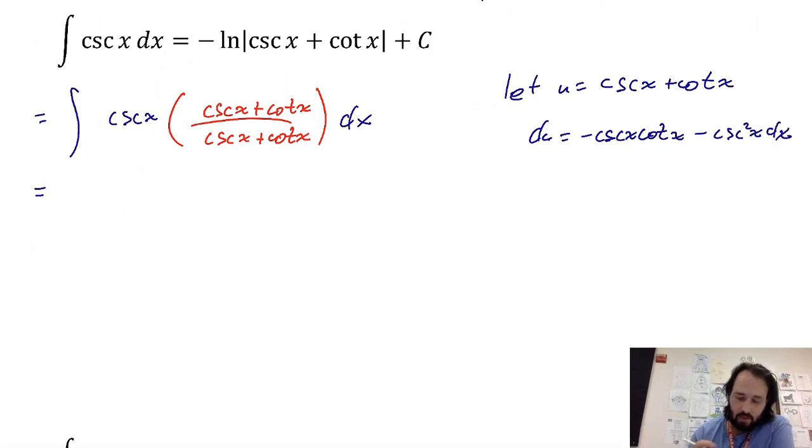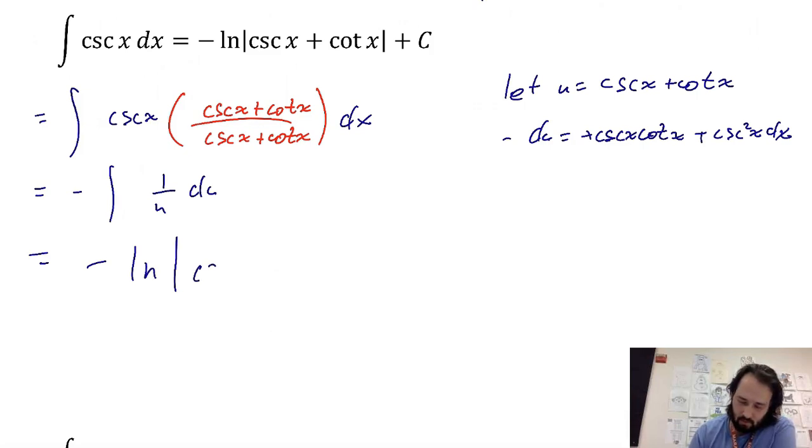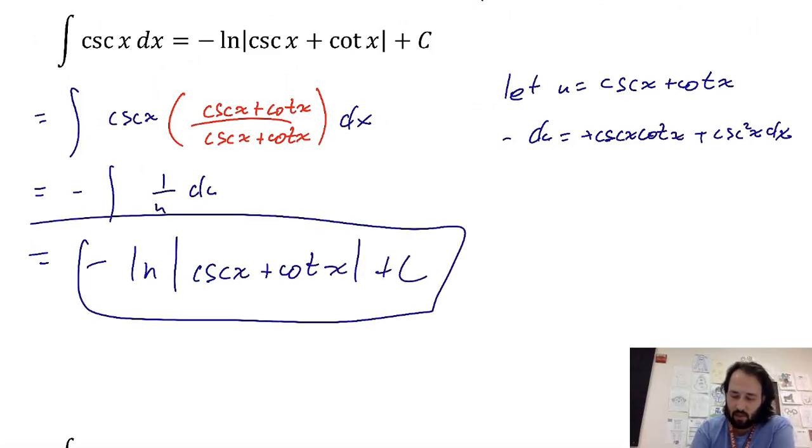So now we're really close, except for that is a positive in my numerator, right? This will be cosecant squared plus cosecant cotangent. Well, that's close, but it's just negative. So all I need to do is say, well, hey, then negative du is equal to that stuff. So this becomes the negative integrand of 1 over u du, which is then negative ln of my u, which was cosecant of x plus cotangent of x, plus c, since I am an indefinite integral there. Right? And that will show that that integral becomes that.